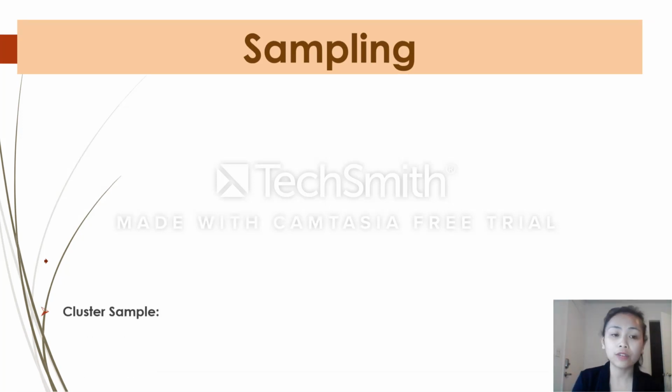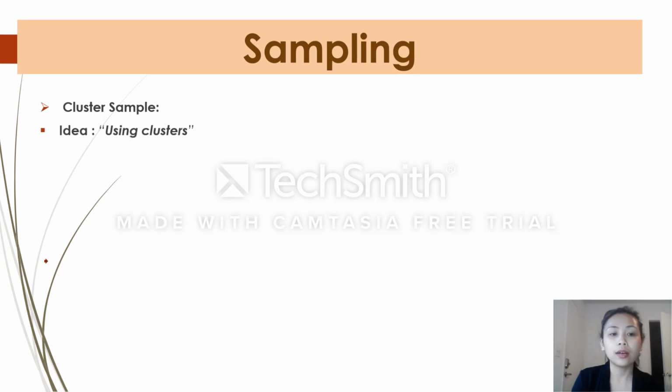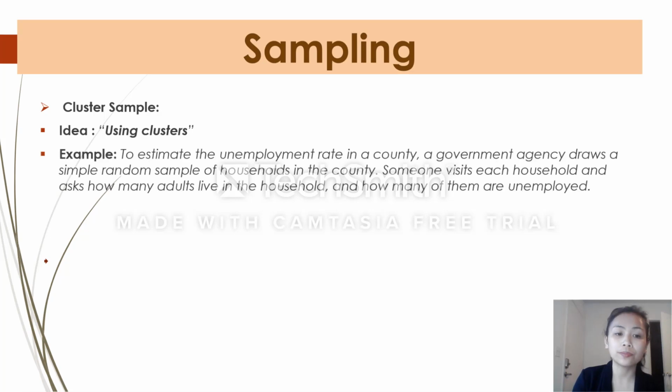So that is about stratified sample. Now we go to sampling method number 4, cluster sampling. The idea of cluster sampling is pretty much similar to stratified sampling. They use clusters. Let's look at this example.